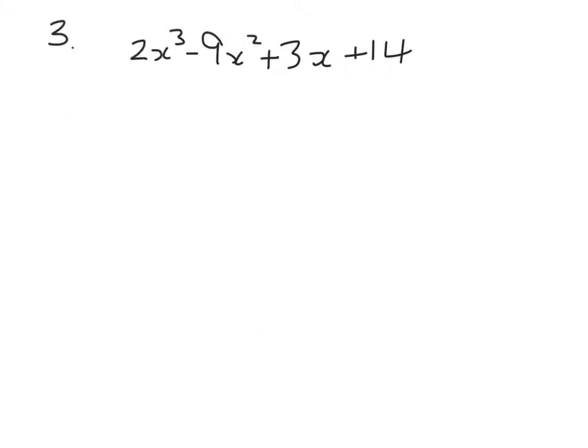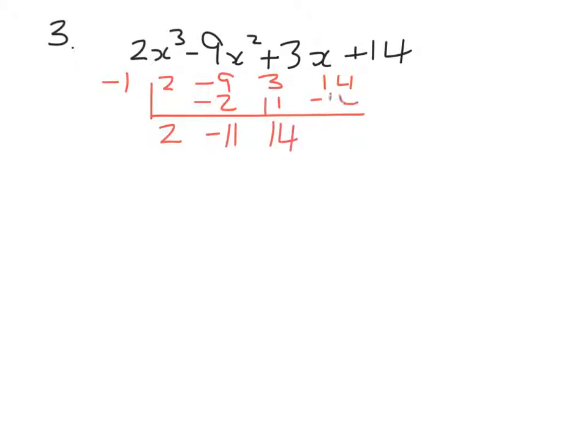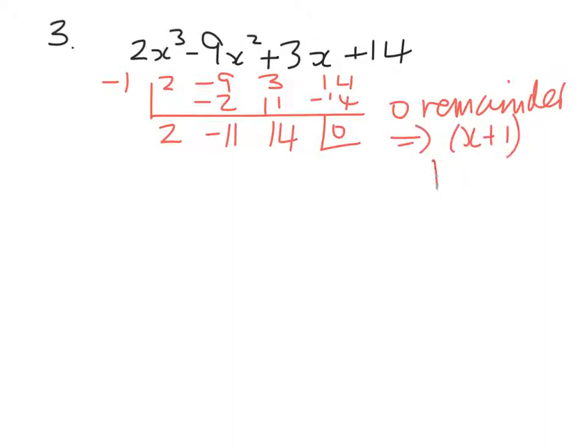Question 3, show that x plus 1 is a factor. So we have our synthetic division. Coefficients are 2, minus 9, 3 and 14. x plus 1 is a factor, so we use minus 1 on the outside. Add, multiply, add, multiply, add, multiply and add. A 0 remainder, that means that x plus 1 is a factor.